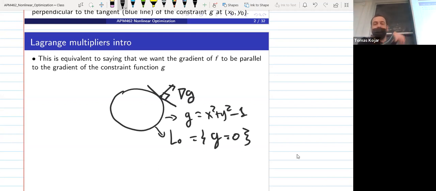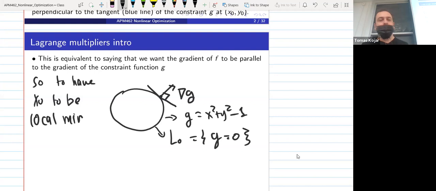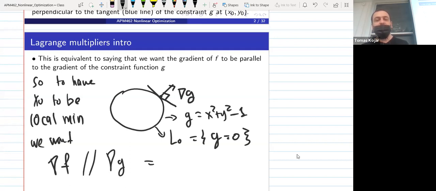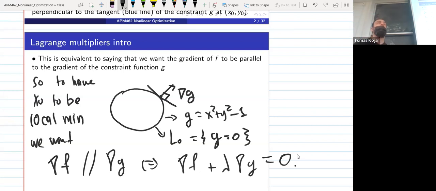So this is the thing. And so, to have x naught be a local min, we want the gradient of f to be parallel to the gradient of g, and here's the Lagrange multiplier equation. Okay, that's it. That's the geometric intuition of Lagrange multipliers.